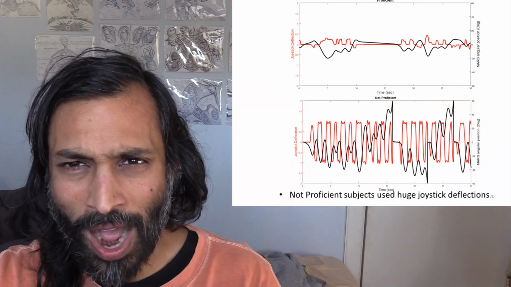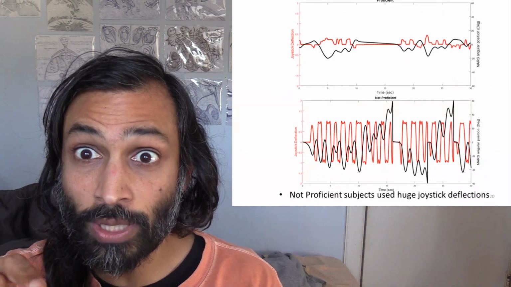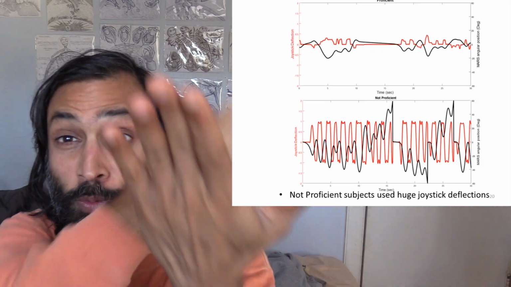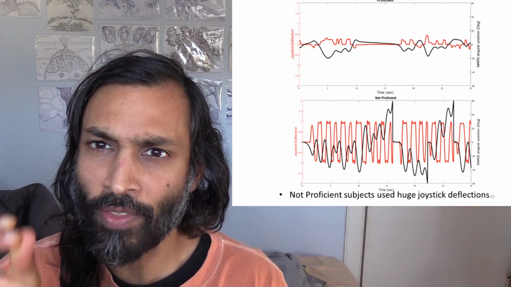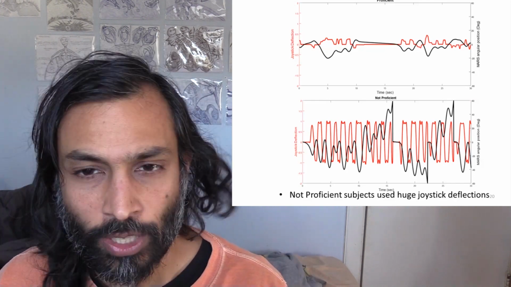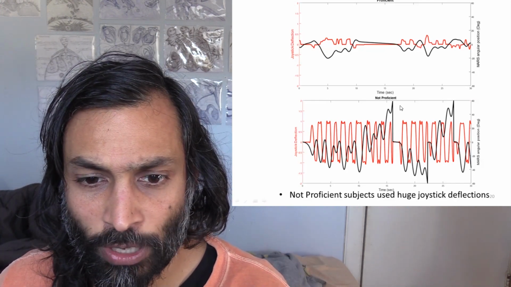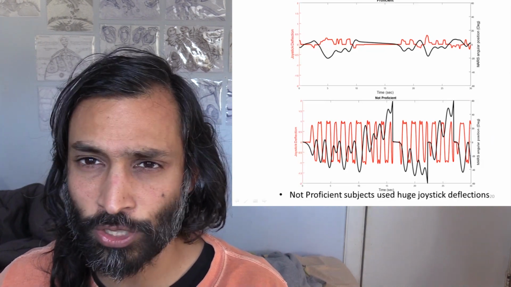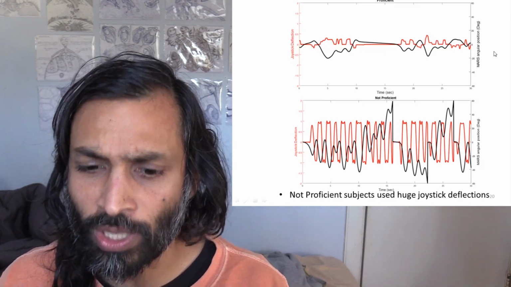Now look at someone in the not proficient group. These people take the joystick and they smash it as hard as they possibly can. And this causes the machine to do wild oscillations. And you may not be able to tell here, but they hit the crash boundary 3 times in just 30 seconds. That's how out of control they are.